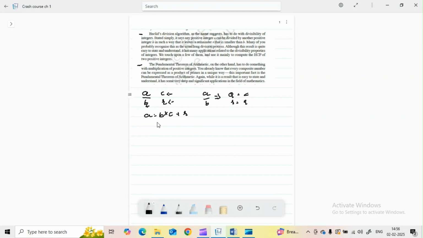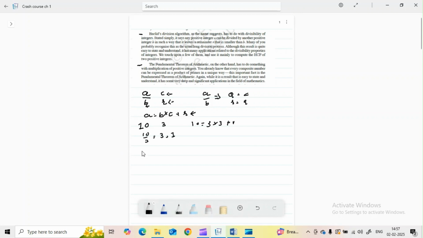So how do we consider this with a real life example, right? If you want to have the number 10 and we have the divisor 3, so 10 divided by 3, we are having the quotient 3 and remainder 1. So how do we denote this example? 10 is equal to 3, which is the divisor, times 3, which is the quotient, plus 1, which is the remainder.